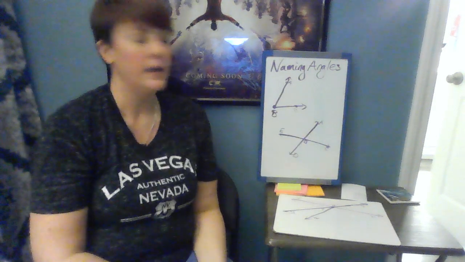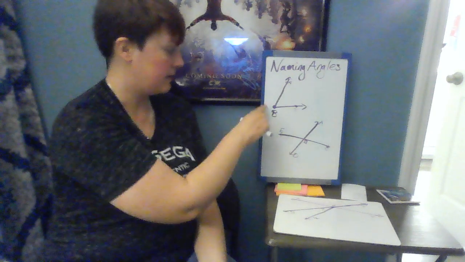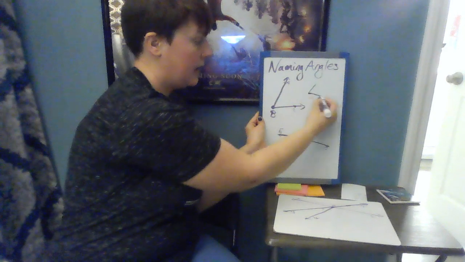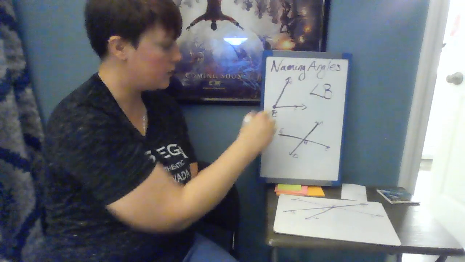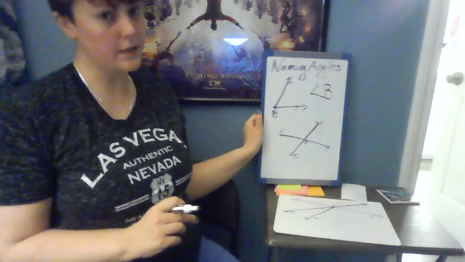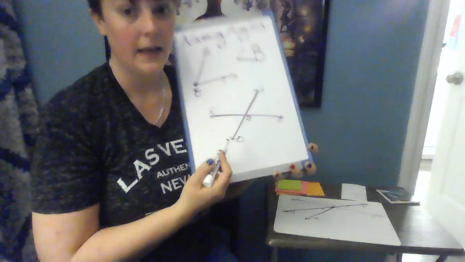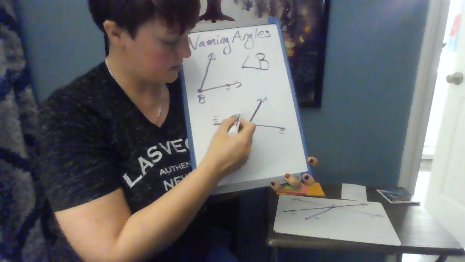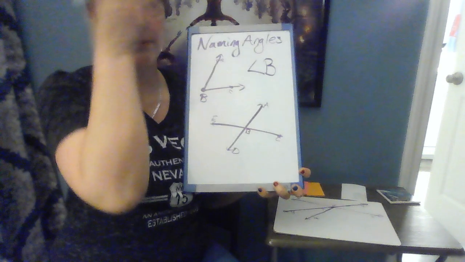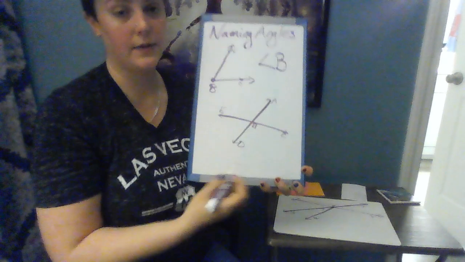Now, the deal is that we name angles by their vertex, and their vertex is that pointy part. So here we could call this just angle B because it's the only angle that starts at B. Unfortunately, not all angles are like that, as we saw today. So here, there are four angles, 1, 2, 3, 4, that have a vertex at B. And so that's where it gets a little bit tricky. We have to name these with 3 different letters.